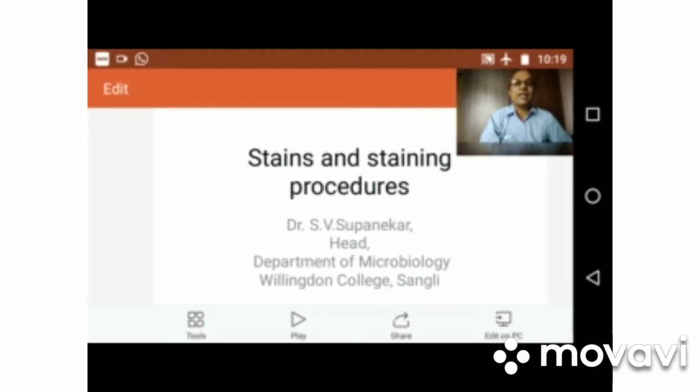And in the last part, that is part 3, we saw differential staining, which is the staining procedure that will differentiate bacteria into different groups. Under this we saw two examples, gram staining and acid fast staining. In both the differential staining procedures we saw the procedure, mechanism and applications.